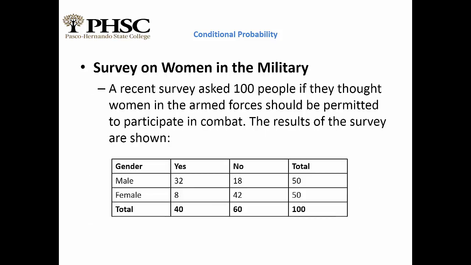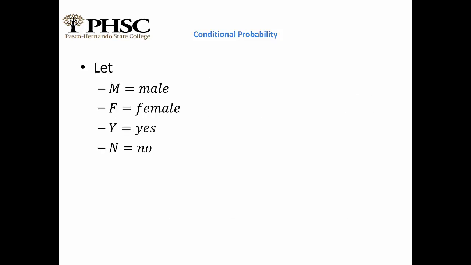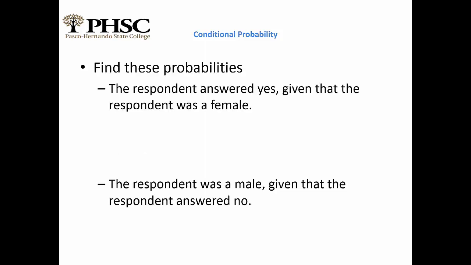So, a survey of women in the military. A recent survey asked 100 people if they thought that women in the armed forces should be permitted to participate in combat. So the results of the survey are shown. So here's the contingency table. And we've done this, and it makes it a little easier to find these probabilities. So we're going to let M be male, F be female, Y be yes, and capital N be no. So the two that we're going to answer: the respondent answered yes, given that the respondent was female, and second, the respondent was male, given that the respondent answered no.